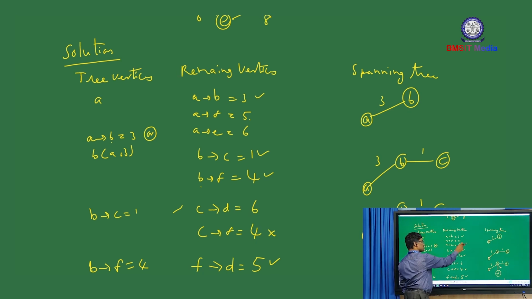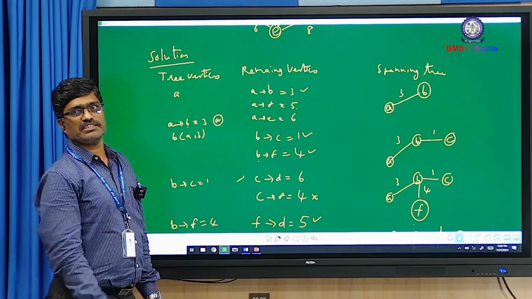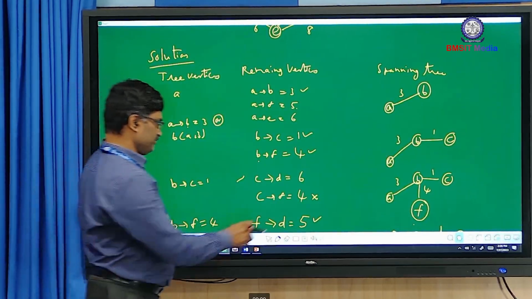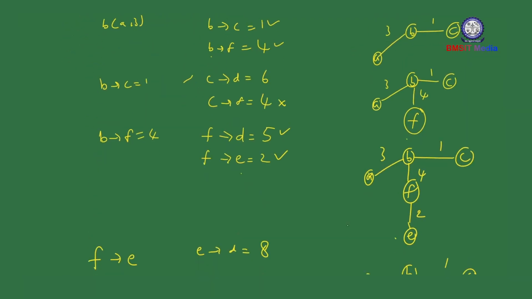Now what you have to do? These are all the visited nodes. Out of all these, next time we will add the minimum element. In that case, what have we done? We found B to C. That is the minimum element. That is the way of writing the spanning tree. Now let us complete the remaining things.